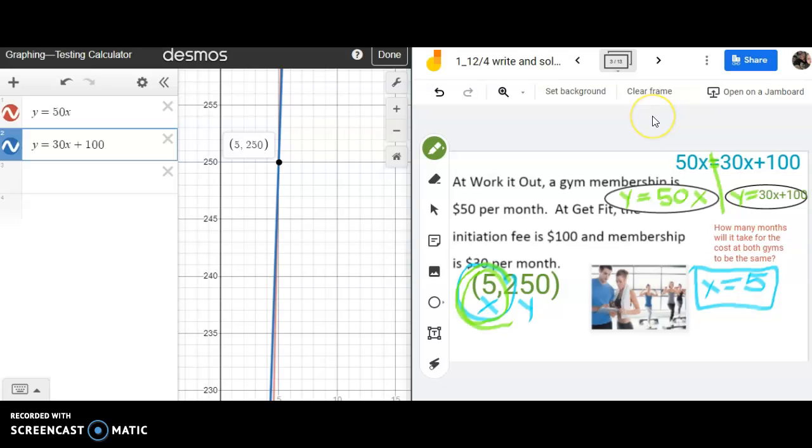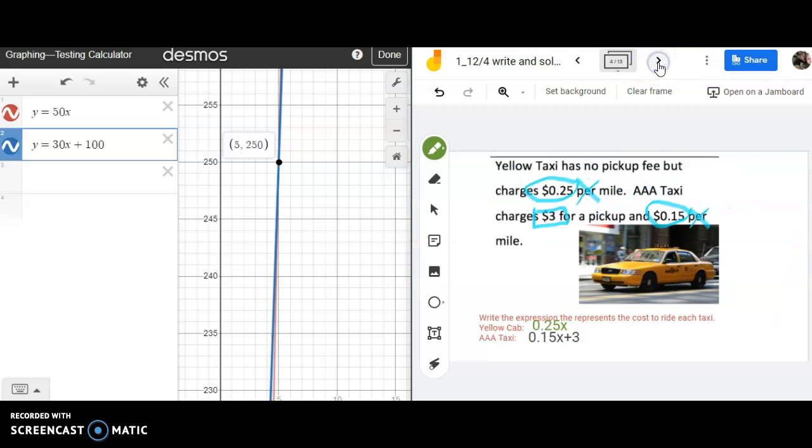I'm just going to walk you through one more, and then you'll be responsible to complete the rest. If we look here at this taxi problem, there are two different companies. I've got a left side, yellow taxi, and a right side, AAA. On the left-hand side, all I've got is a slope per mile, so there's my yellow cab, 0.25x. On the right-hand side, I'm talking about AAA. This one has a slope, 0.15x, plus $3 because it's got a fee before you actually get into the cab. It's $3 first and then 15 cents per mile.